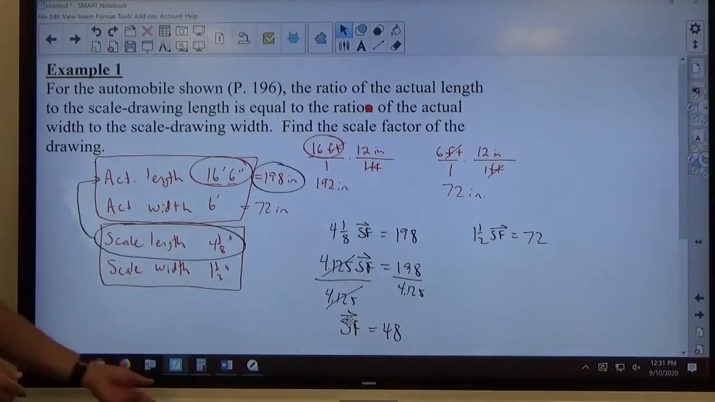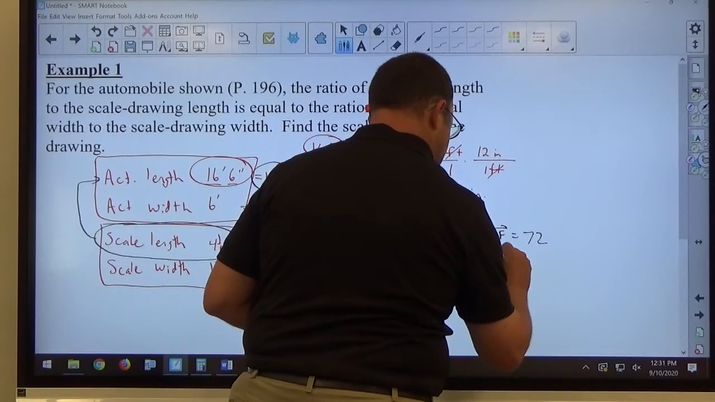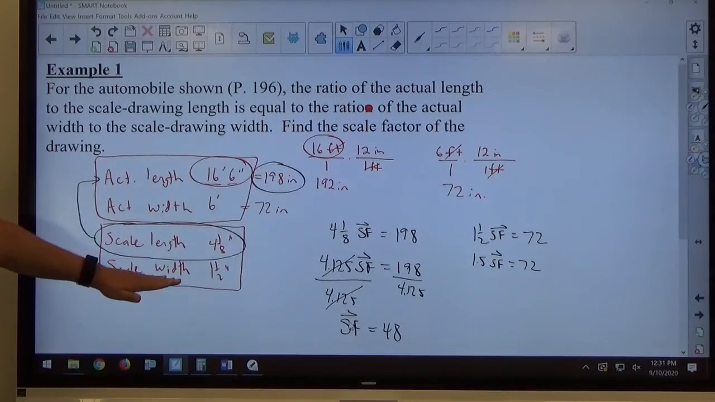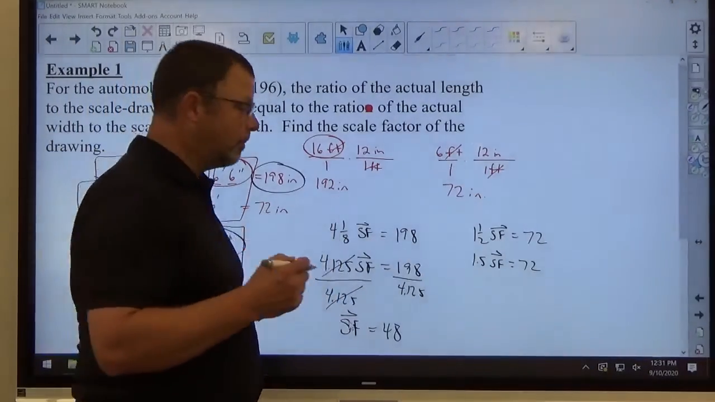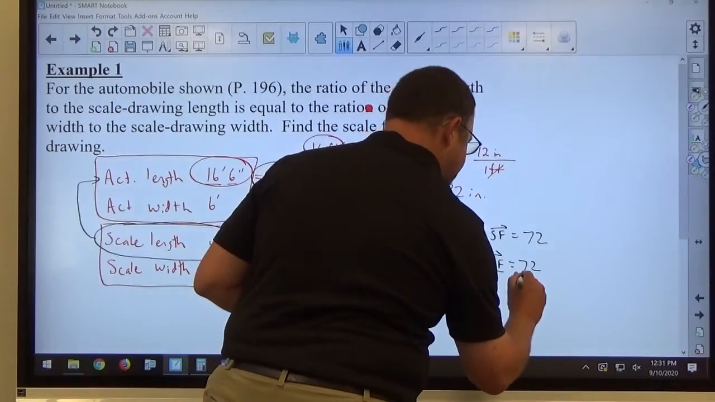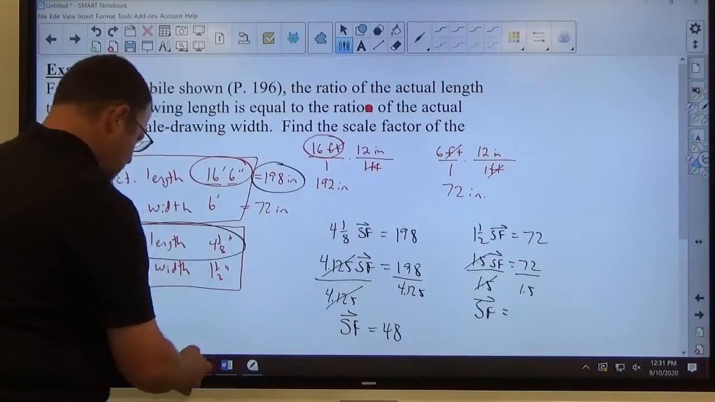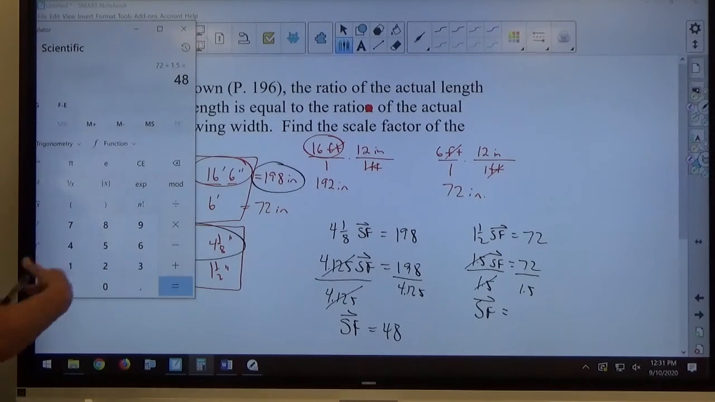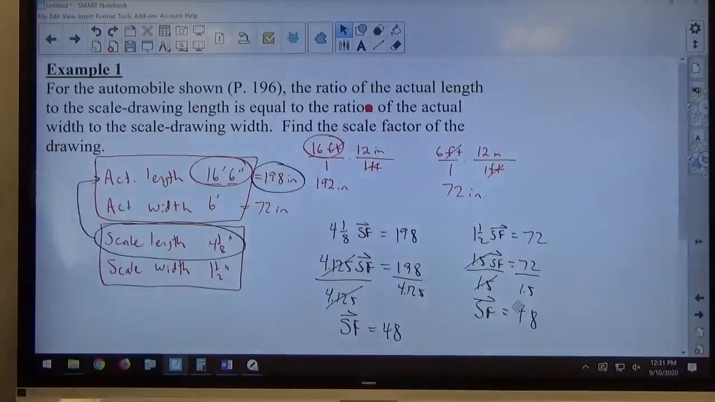I could have also done the 1 1/2 times scale factor. So 1 1/2 is 1.5. So 1.5 times the scale factor equals 72. The scale width times the scale factor equals the actual width. This should also be 48. It says it's the same. Divide both sides by 1.5. And I'm going to type in my calculator 72 divided by 1.5, and that comes out to 48. So find the scale factor of the drawing. Scale factor is multiplied by 48.